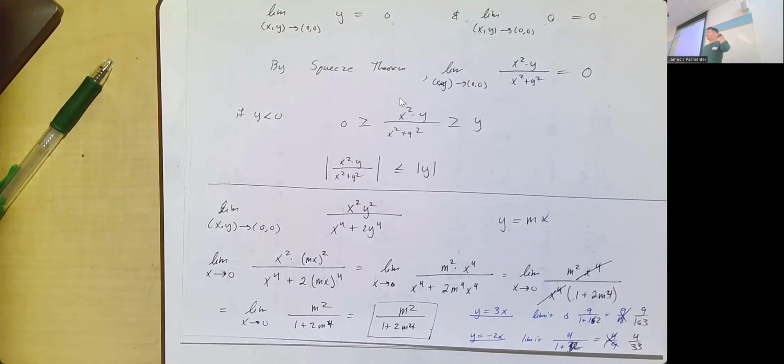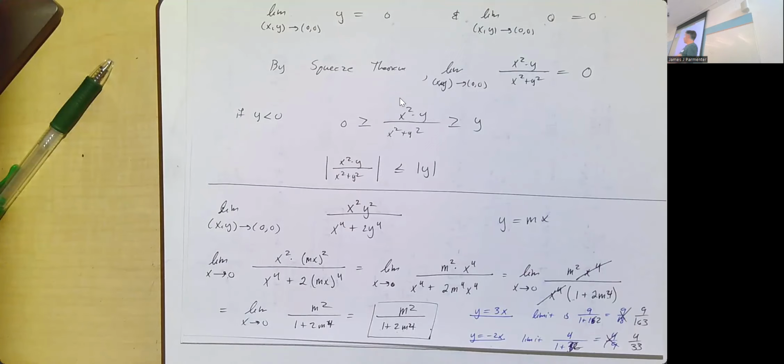But you should always start by checking if, when you plug it in, you actually get 0 over 0. Because if you just get like 5 over 2, that's your answer. So 0 over 0 is do more work. 0 over 0 is try some paths. And if you get different values, the limit doesn't exist.